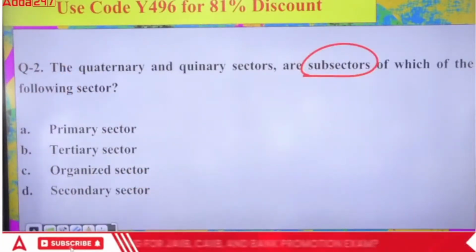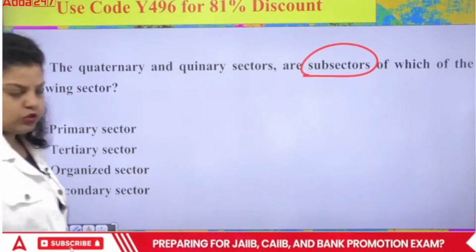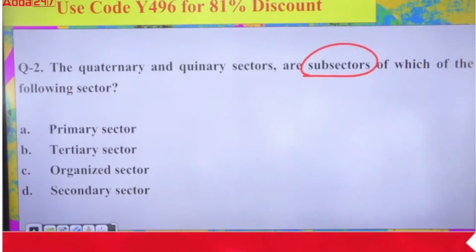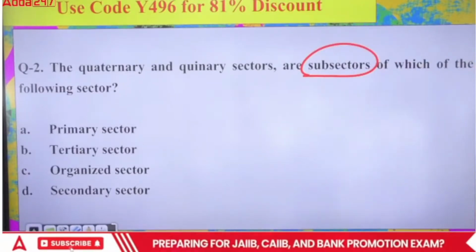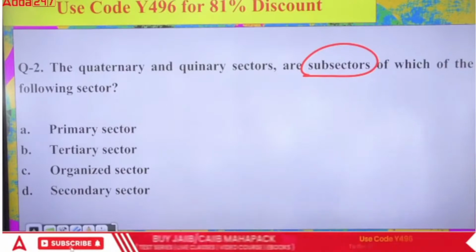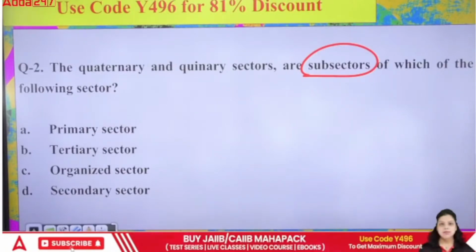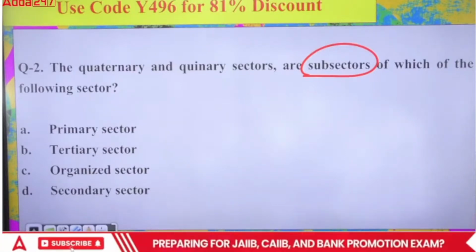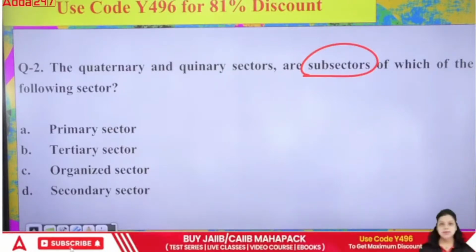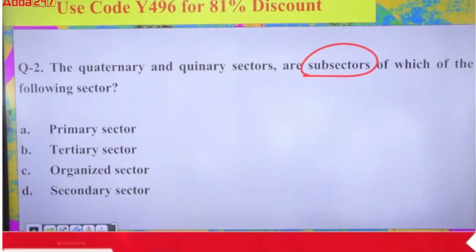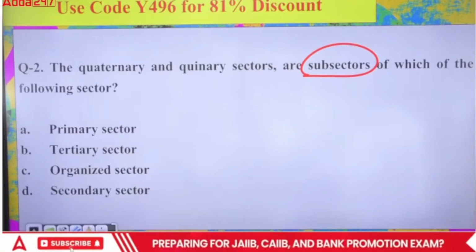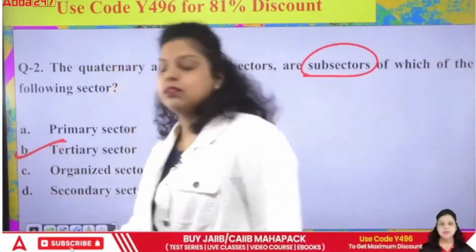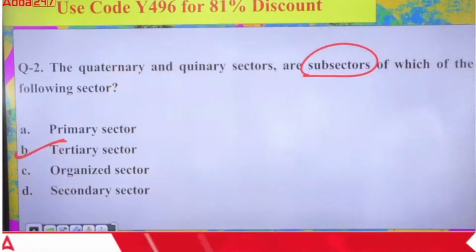sectors? So we know there are three sectors of the economy: primary, secondary, and tertiary. Out of these three sectors, which of the following covers the quaternary sector and the quinary sector? A, B, C, or D? Which of the following is correct? The right answer for this particular question will be the tertiary sector. So these are the subsectors of the tertiary sector.